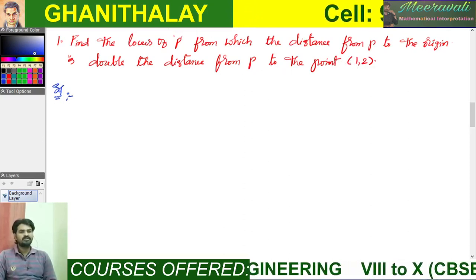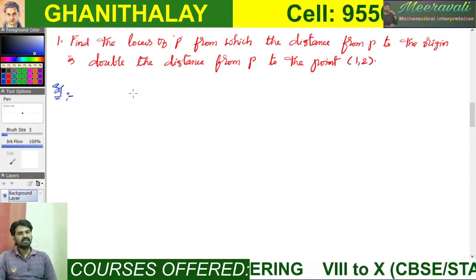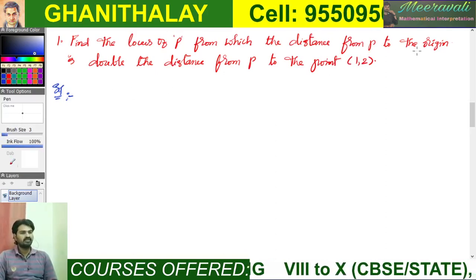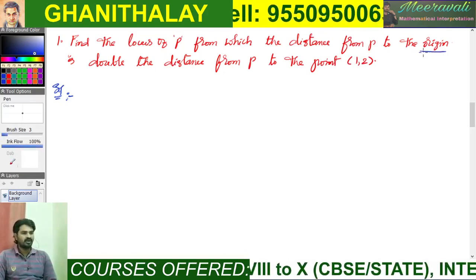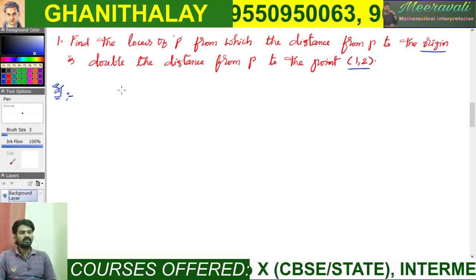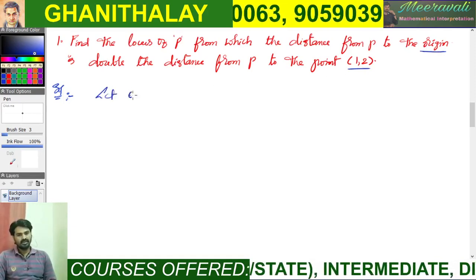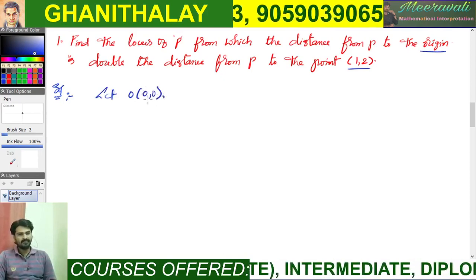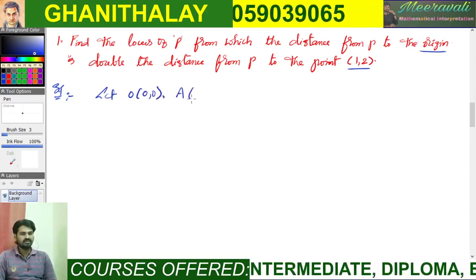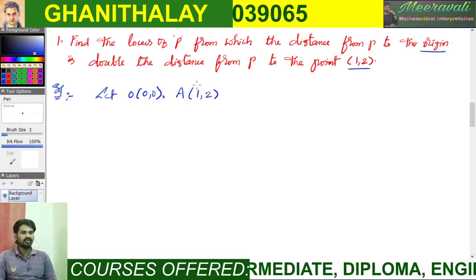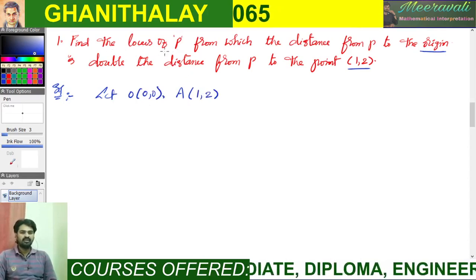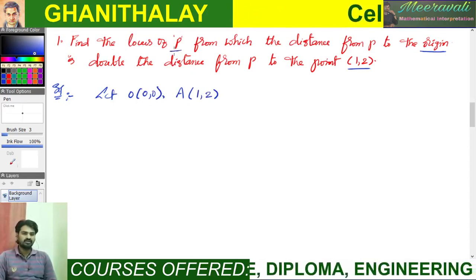First of all, you need to take the given points. What are the given points? The origin and 1 comma 2. Let O be the origin, and the other point is A, 1 comma 2. They are the 2 points. Next, we are going to find the equation of the locus of P.